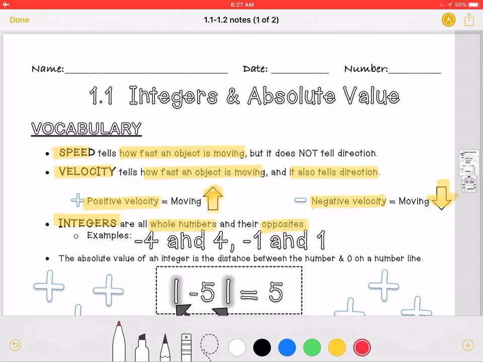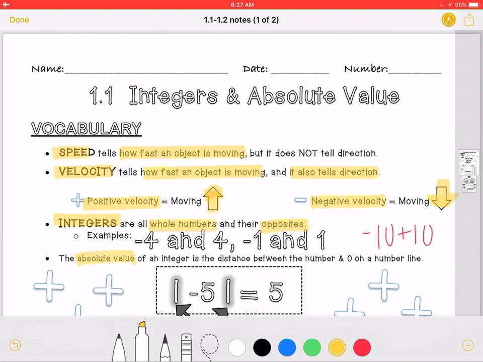Maybe think about if you can think of another pair of integers. Maybe you're thinking -10 and 10. All of those are correct. They're whole numbers and they're opposites. So let's move down. We have one more vocabulary word here, and it's absolute value.